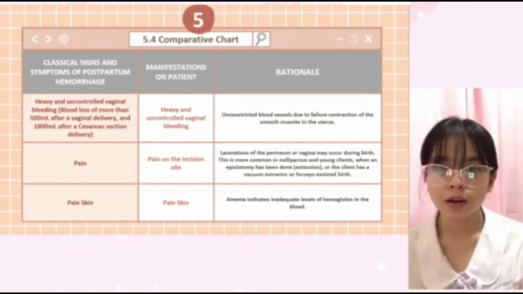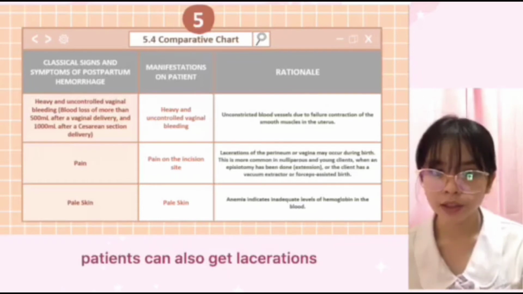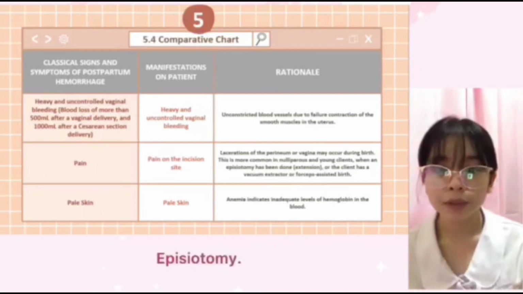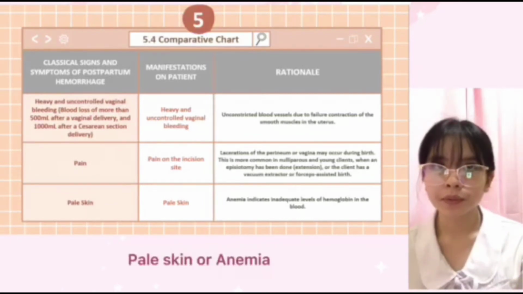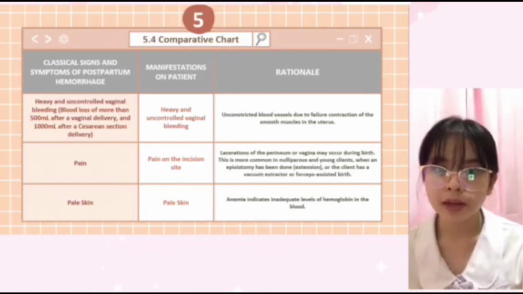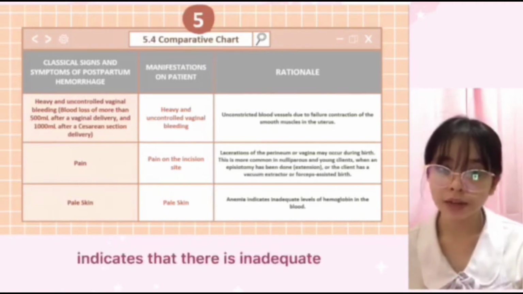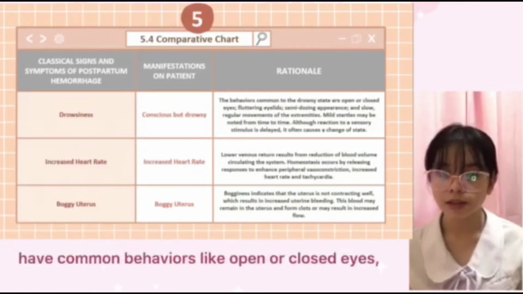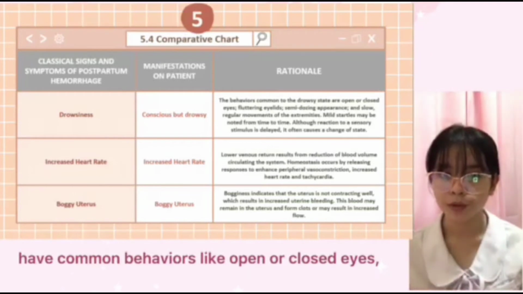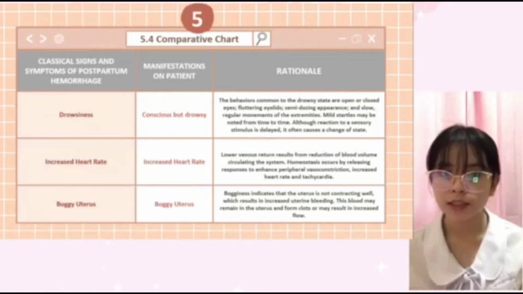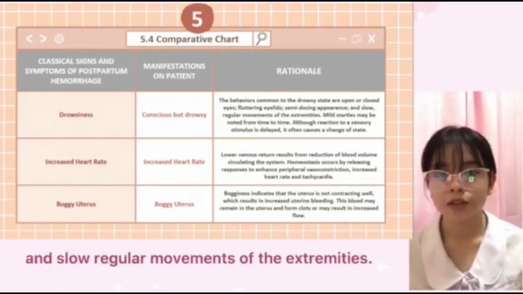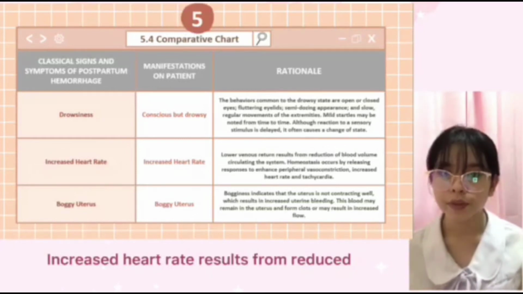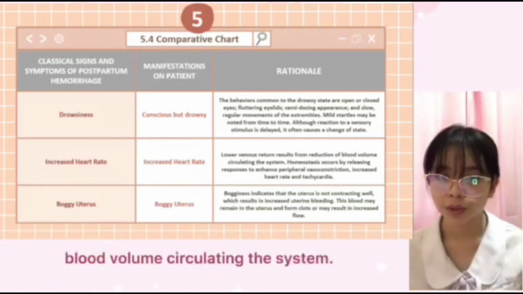Also, patients can also get lacerations when they have assisted delivery or episiotomy. Pale skin or anemia indicates that there is inadequate blood supply in the body. Drowsiness or sleepiness have common behaviors like open or closed eyes, fluttering eyelids, semi-dozing appearance, and slow, regular movements of the extremities. Increased heart rate results from reduced blood volume circulating the system.